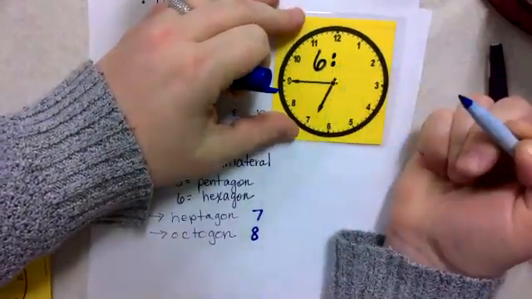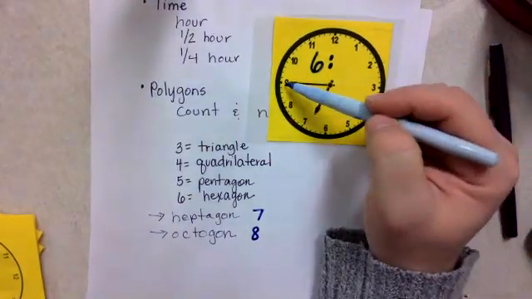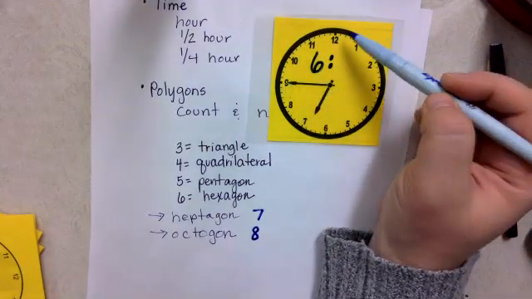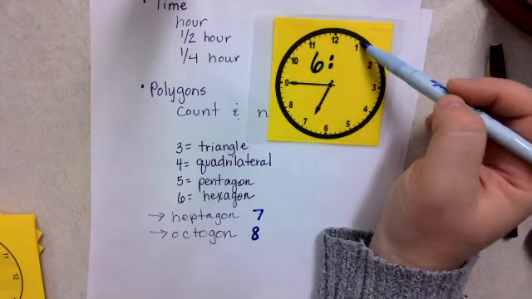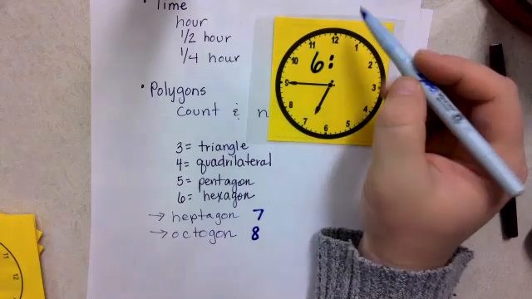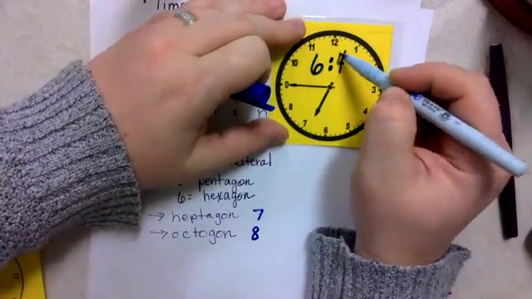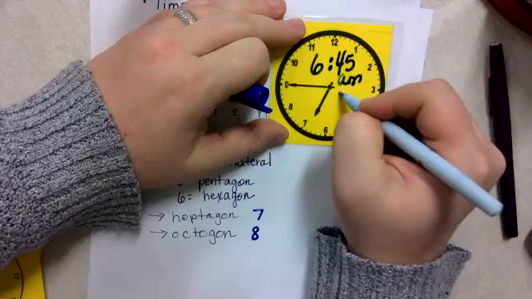When we tell time, we write a colon, which is the 2 dots. And then we look at the minute hand. It's over on the 9. So that means I'm going to count by 5s to go around the clock on those big numbers. So 5, 10, 15, 20, 25, 30, 35, 40, 45. It is 6:45. And then you could ask them just to review their AM, PM.